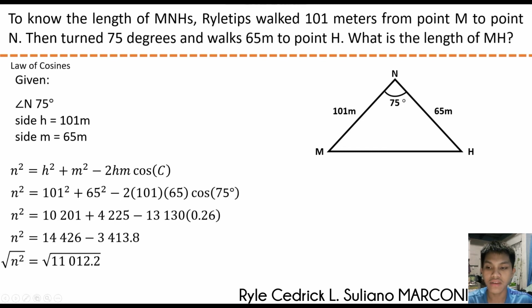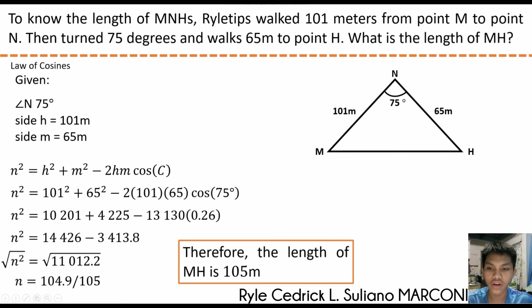Now to eliminate the square in the left side of the equation, simply square root both sides of the equation, and square root of 11,012.2 is equals to 104.9 or 105. Therefore, the length of MH is equals to 105 meters.